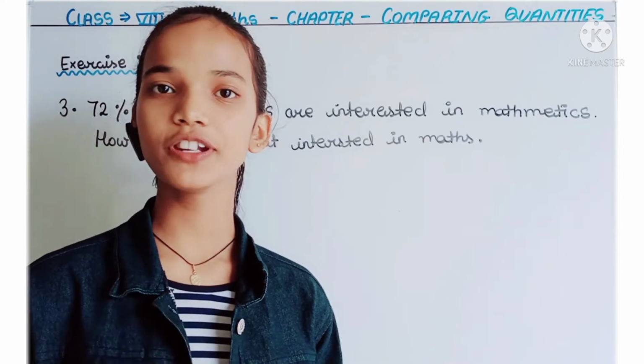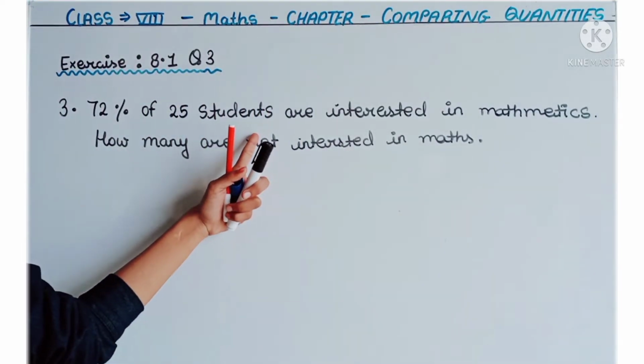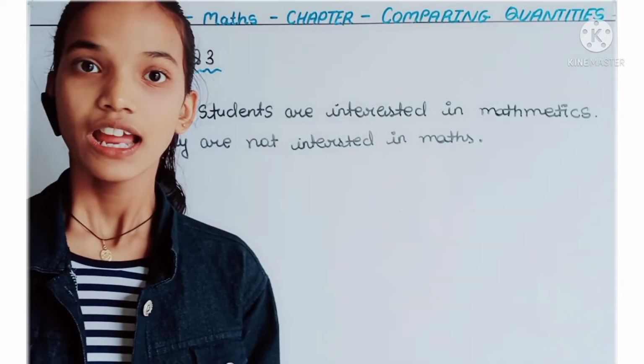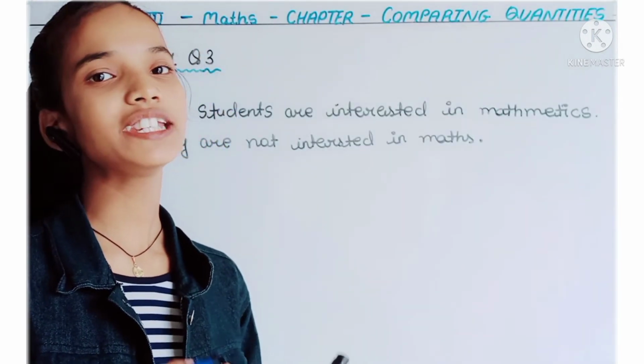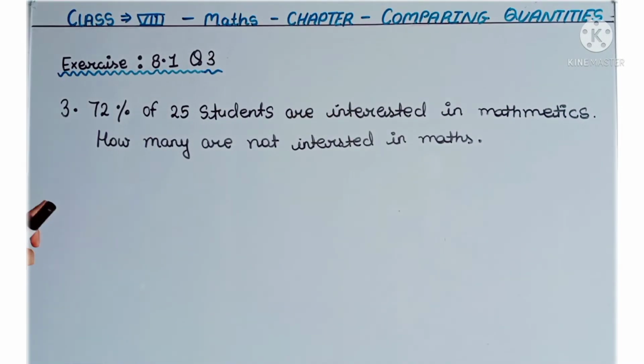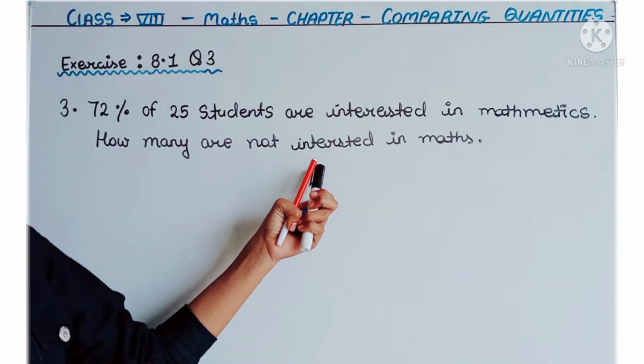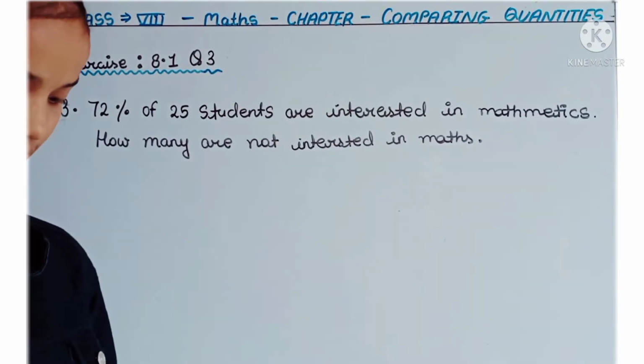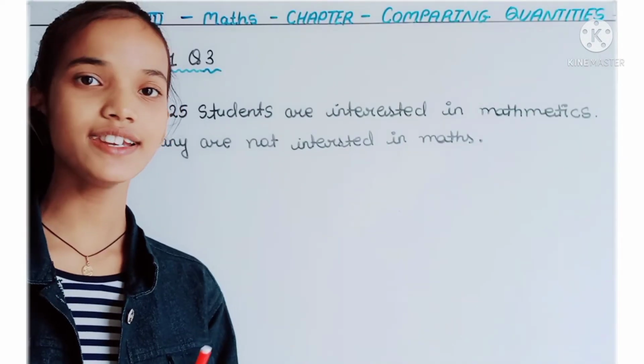72%. 25 students है total कितने? 25 students and 72%. 25 स्टूडेंट्स में से 72% स्टूडेंट्स ऐसे हैं जो मैथमेटिक्स में इंटरेस्टेड हैं, and we have to ask how many students are not interested in mathematics. देन फिर कितने उसमें इंटरेस्टेड नहीं होंगे.